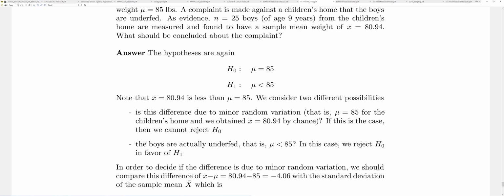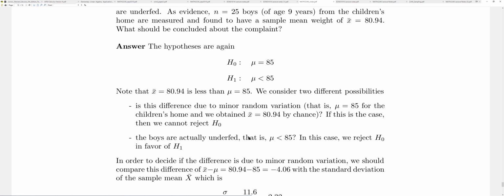But to work out this question, what we really consider here is the first possibility. We need to investigate this. So you need to decide if the difference between your observed value, which is the 80.94, and your hypothesized value, which is the 85, was due to random fluctuation or not. The observed value is 80.94, and the hypothesized value for the population mean is 85.